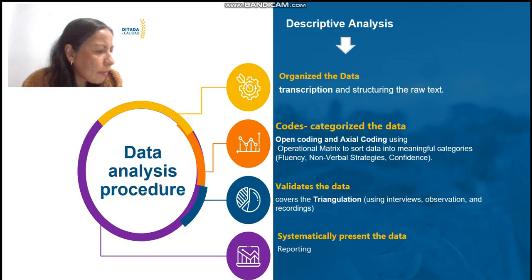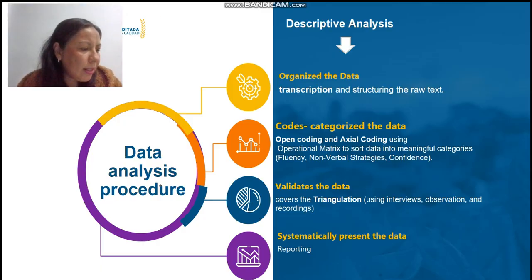The first one is open coding, identifying and classifying meaningful units related to communicative strategies. After doing that, there is an actual coding that emerges new codes or subcategories. I also design an operational matrix that sorts data into meaningful categories: fluency, non-verbal strategies, confidence. After that, I validate the data doing a triangulation using the interviews, observation, and recordings in order to validate the information that I found or the codes that were found. And after, systematically present the data doing the report.